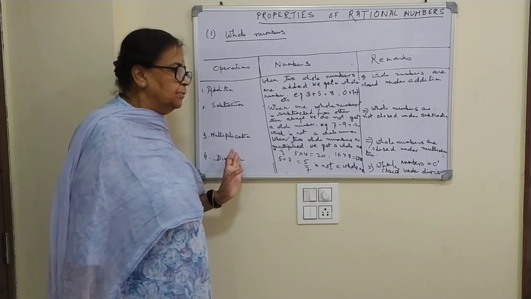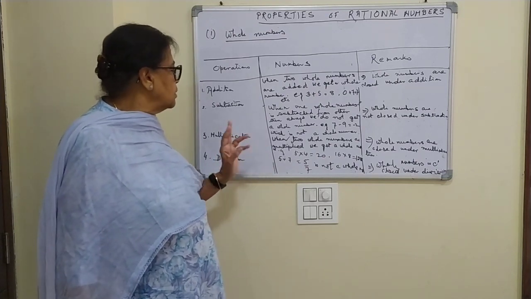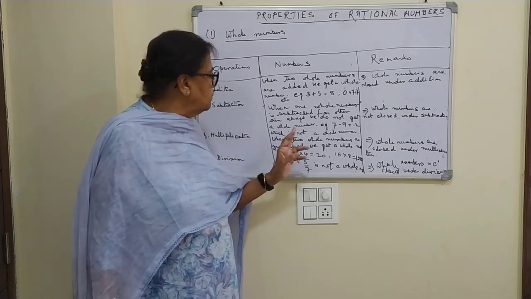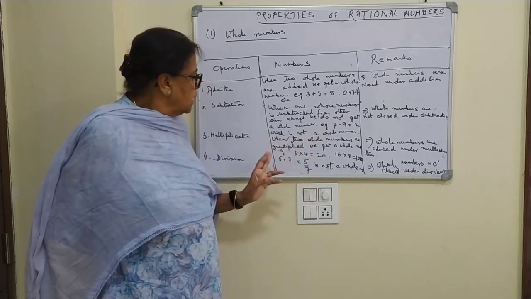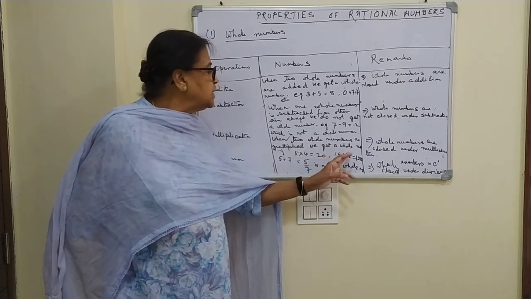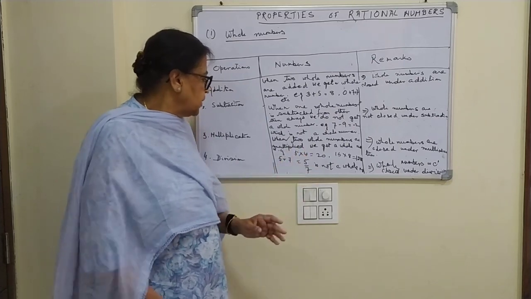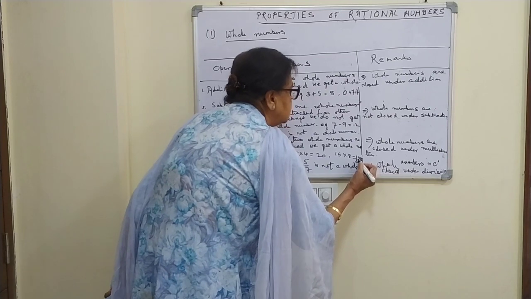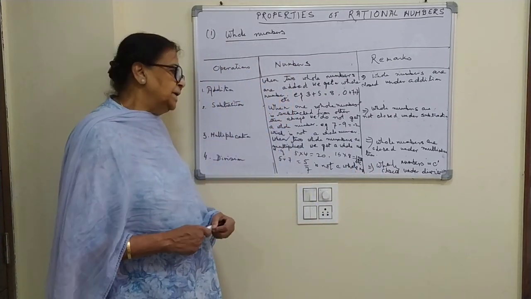Now we come to multiplication. When we multiply two whole numbers, we get a whole number. That is, 5 into 4 is 20, 16 into 8 is 128, etc. So whole numbers are closed under multiplication.